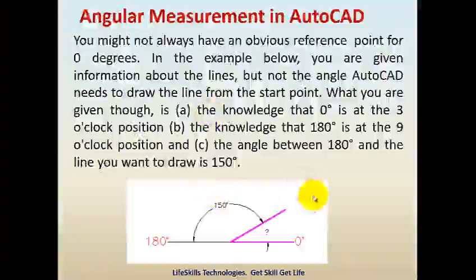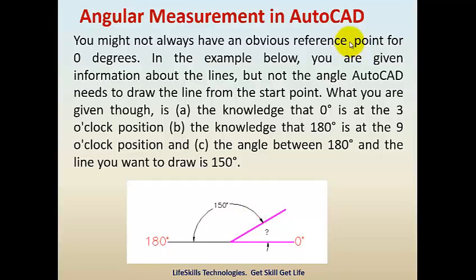Just know that the AutoCAD 0 degree starts from 3 o'clock, and in AutoCAD we measure angles anti-clockwise. Though you can override that, you can decide to measure your angle clockwise. So how do we do that?